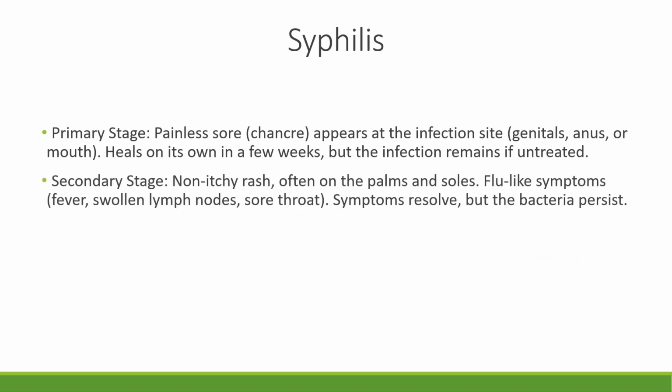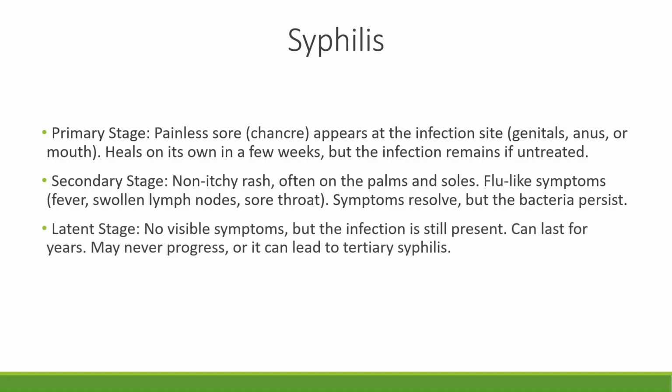Secondary stage, where after the canker heals, a non-itchy rash develops, often on the palms and soles. Other symptoms include fever, sore throat, swollen lymph nodes, and patchy hair loss. These signs may resolve without treatment, yet the disease can persist.